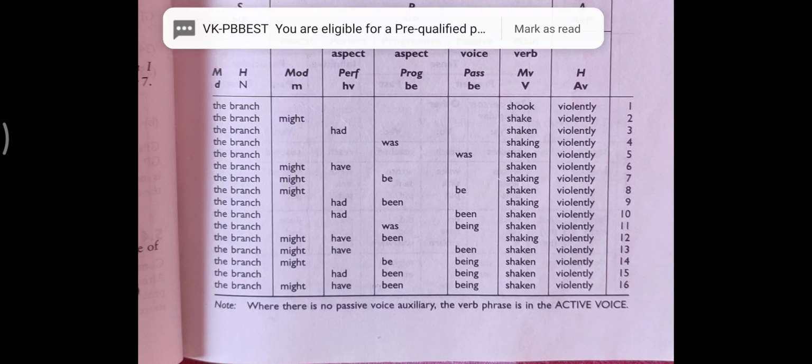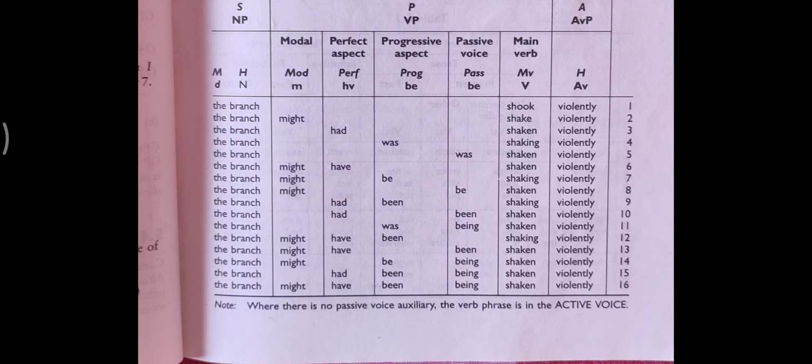The branch was being shaken. The branch might have been shaking. The branch might have been shaken. The branch might be being shaken. The branch had been being shaken. The branch might have been being shaken.